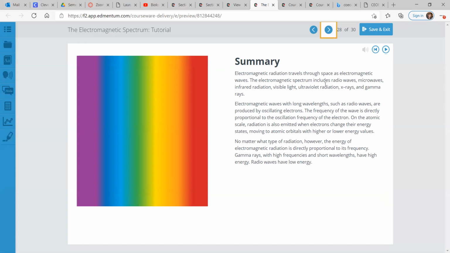No matter what type of radiation, however, the energy of electromagnetic radiation is directly proportional to its frequency. Gamma rays with high frequencies and short wavelengths have high energy. Radio waves have low energy.